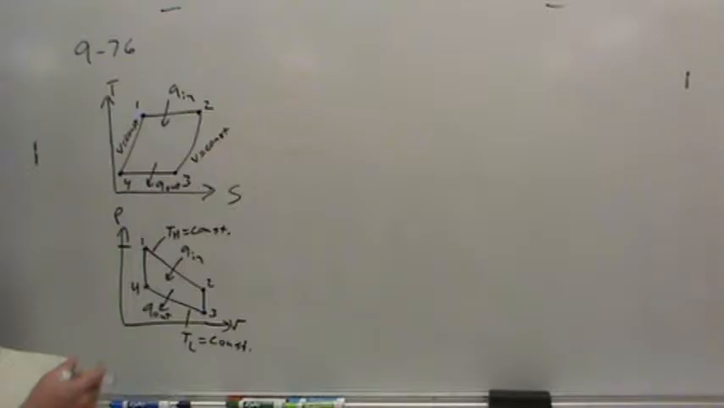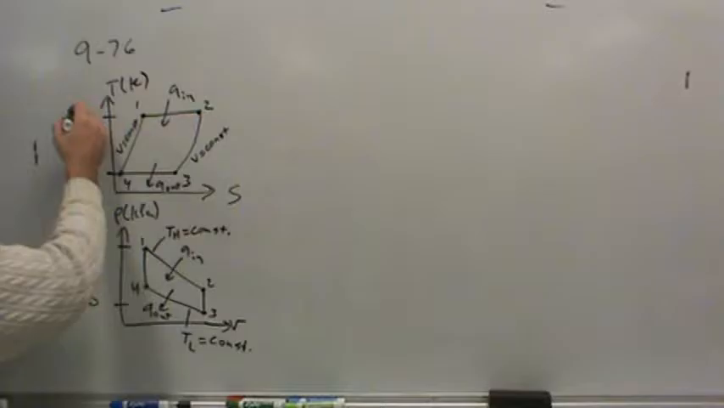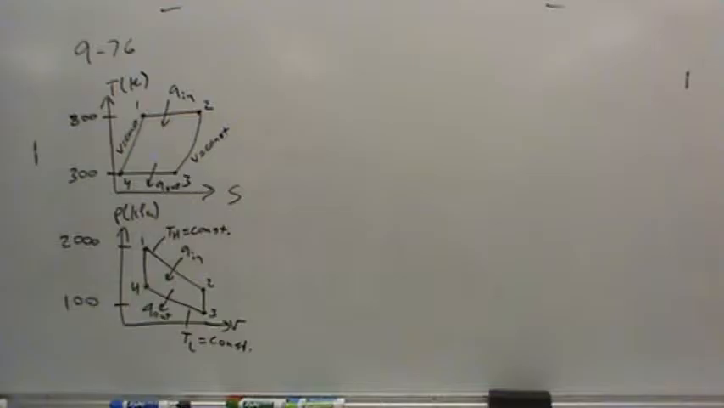Okay, so what do we have? Well, we have the maximum pressure, which is at state 1, as 2,000 kilopascals. And then the minimum pressure at state 3 of 100 kilopascals. Okay, we've also got the low temperature at 27 Celsius, which is 300 Kelvin, and the high temperature at 527, which is 800 Kelvin.